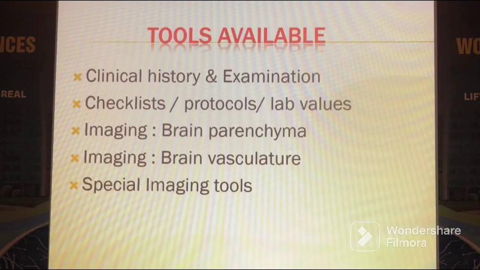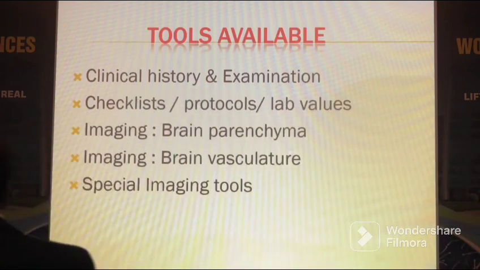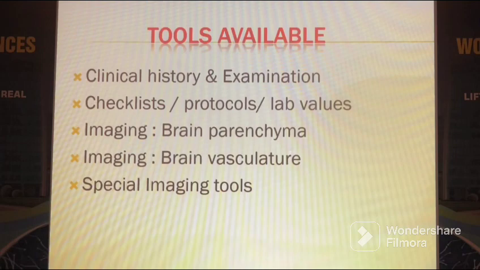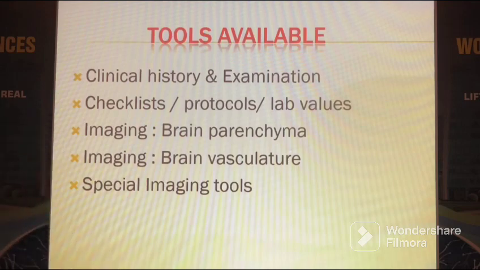So first is clinical history and examination, the age-old tool. Then in our emergency, we have a lot of checklist protocols, and then we have to get certain lab values. So the checklist mainly contains the points where you should rule out absolute contraindications or look for relative contraindications. Protocols are there to check eligibility, and we need certain basic lab values before going for thrombolysis.